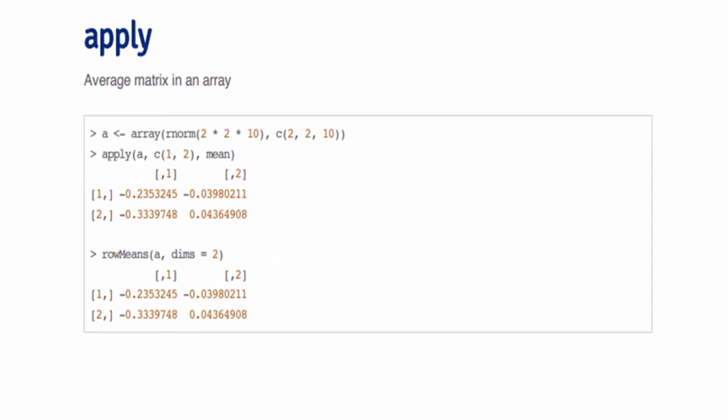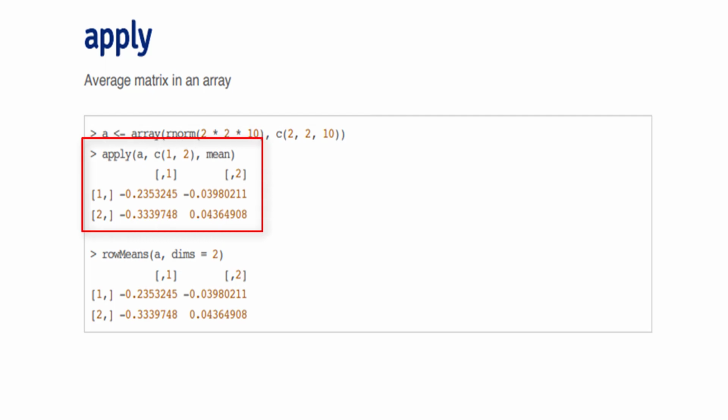Now suppose I had more than just a matrix. Suppose I had an array that I want to do something with. So here I am creating an array which has normal random variables, and it has two rows and two columns, and the third dimension is 10. I'm not sure what you would call that dimension, but you can think of this as being a bunch of 2 by 2 matrices that are kind of stacked together. And the idea is that I want to take the average of those 2 by 2 matrices. So the average of the bunch of 2 by 2 matrices is going to be another 2 by 2 matrix, which is the mean, and so I can call apply on this array.